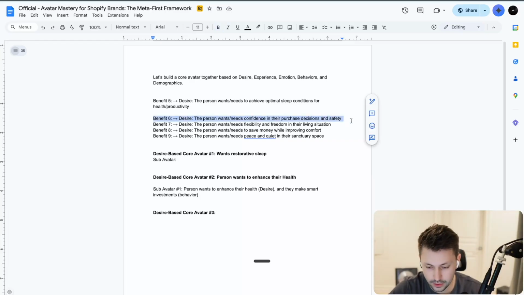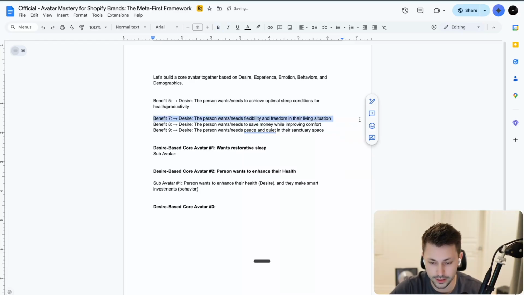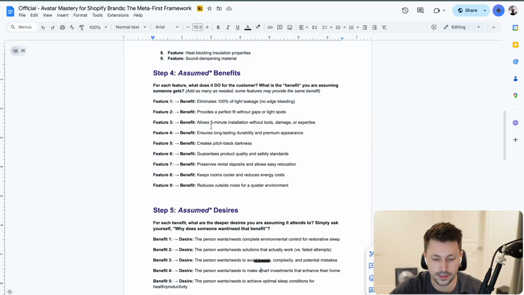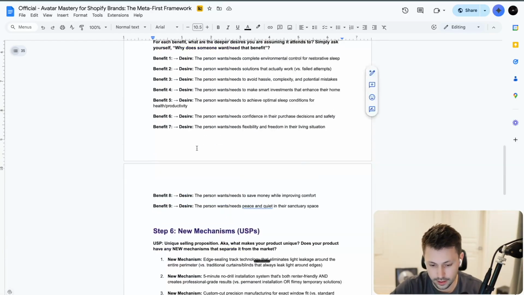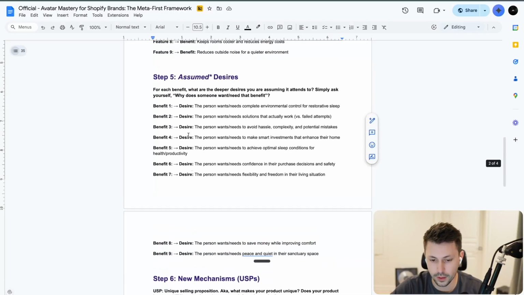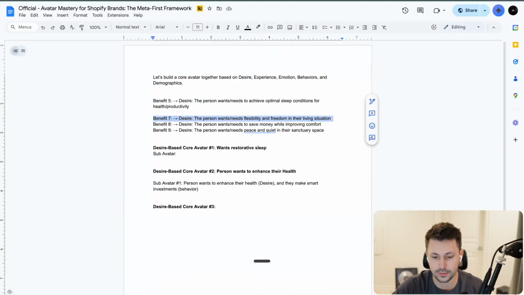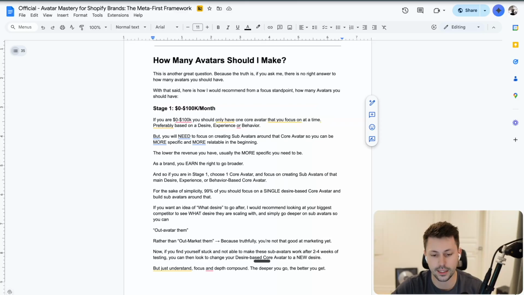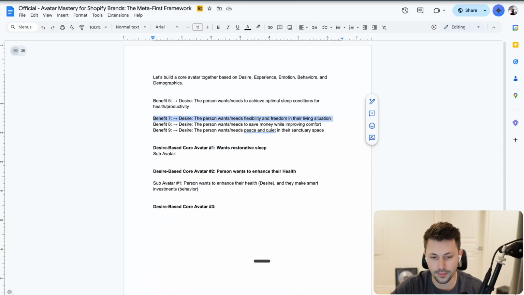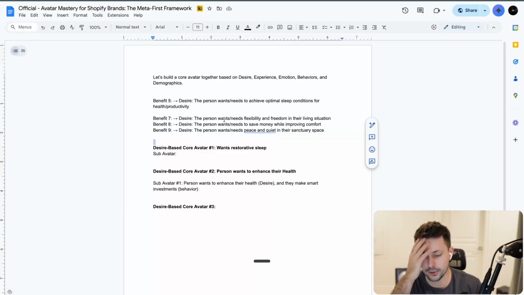Another one here is they want confidence in their purchase. Don't really care about that. That's super broad. And this is why, again, it's important to understand that just using this is not very smart, because this is just AI. AI is just spitting out blah at you. You know what I'm saying? It's not really thinking deep about what's going on here. So again, the reason why I'm deleting that is because it's so broad.